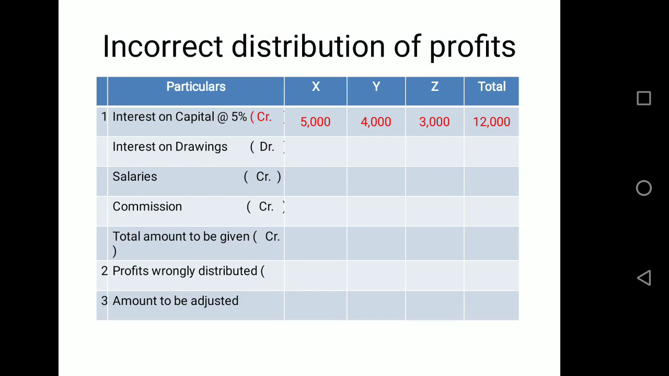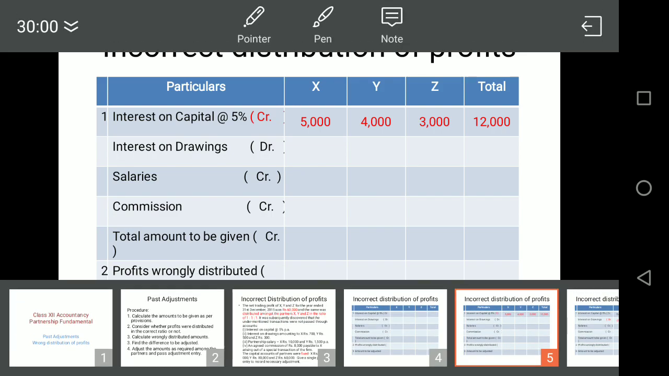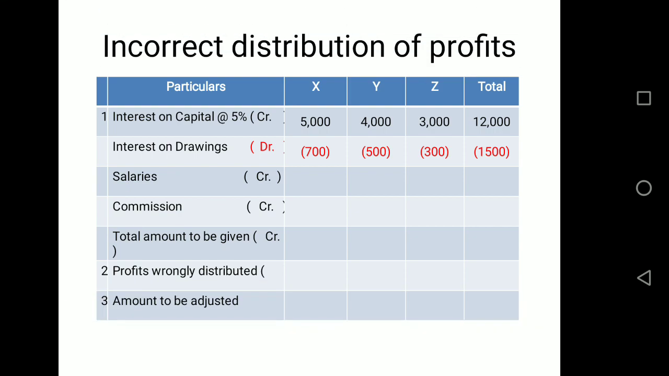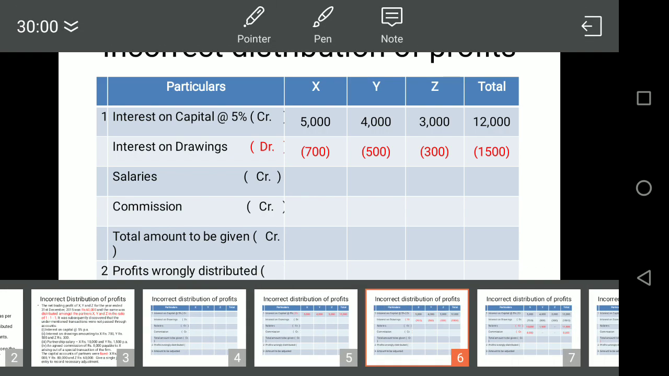First, interest on capital. On X's capital of 1 lakh, 5% is 5,000. Y's capital was 80,000, so on that 5% it is 4,000. On Z's capital of 60,000 it is 3,000. So total interest on capital comes to rupees 12,000. The next is interest on drawings. We have to debit 700, 500 and 300, the amounts given. So total 1,500 is to be debited. It is to be subtracted or debited. That's why it is written as a negative amount.